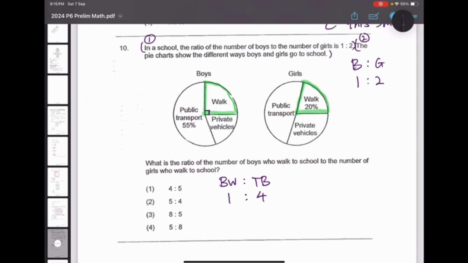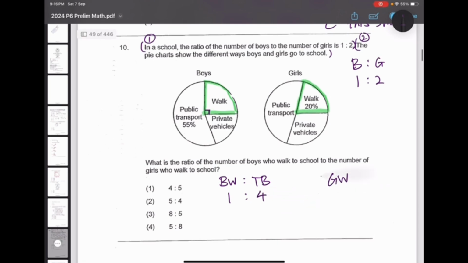Now let's look at the girls' pie chart. The girls who walk to the total number of girls is 20:100 because the girls who walk is 20% and the total pie chart is 100%. Now what do I want to do? I want to simplify my girls ratio by dividing each side by 5. Alright, so I will have 20:4.